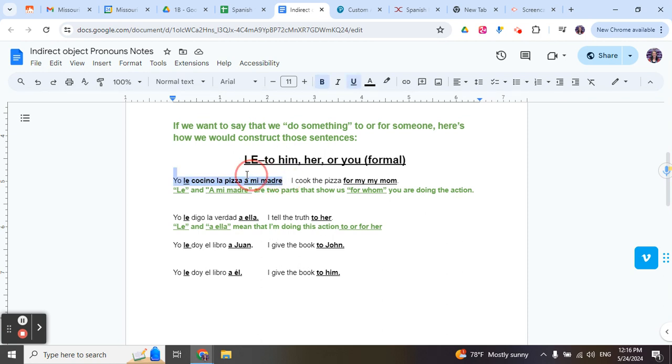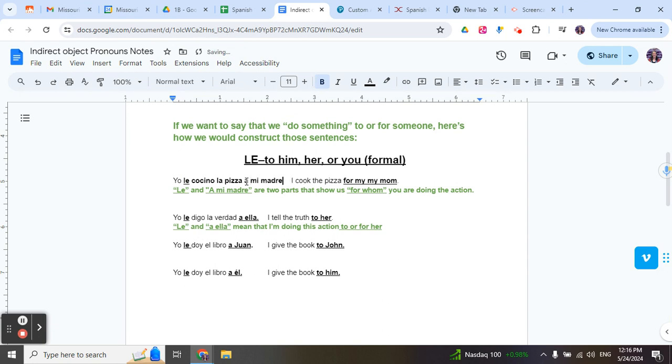But if you and I were talking and we already were talking about my mom, you already know that I'm talking about my mother. I could take that part off and I could say, yo le cocino la pizza. I cooked the pizza for her. Notice how the le, the for her, we would put that at the end in English. It's placed before the conjugated verb in Spanish. So yo le cocino la pizza. I cook the pizza for her. See, the for her comes at the beginning of the sentence, not at the end like it does in English.